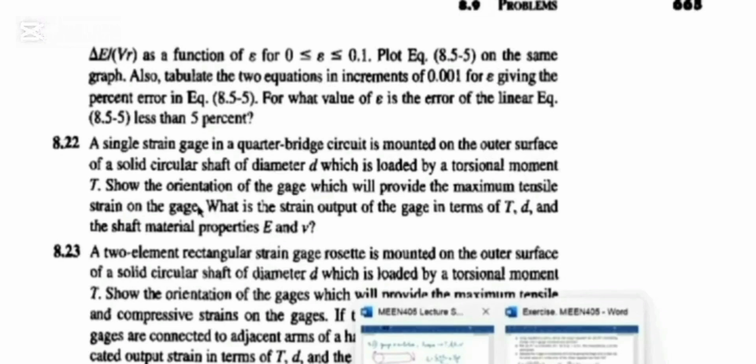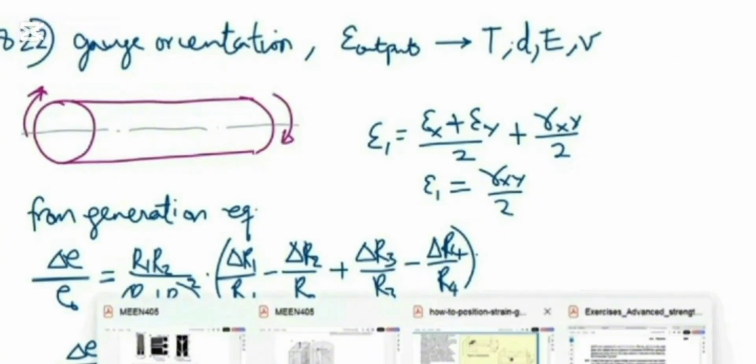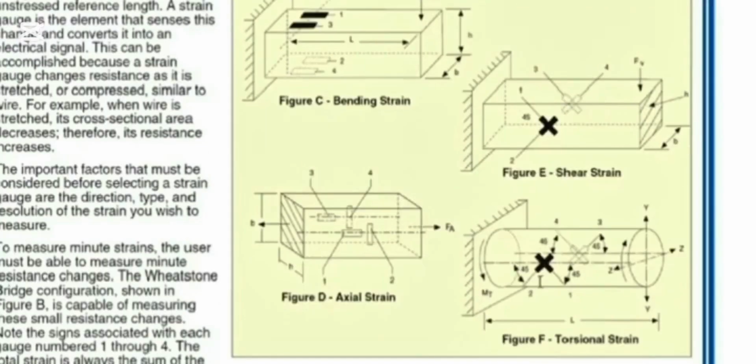So there are two things here we are asked. Show orientation of the gauge, right? How this measurement is going to be done on the shaft loaded by torsion. And secondly, we should determine the strain output. So this is it here. When you have a shaft loaded by torsion, torsional loading, then how do we arrange our gauge? So this is the arrangement here. When you have a shaft under torsion, this is how you are going to arrange it: 45 degrees along the axis, right?